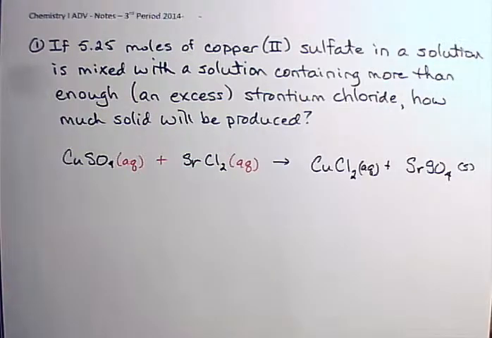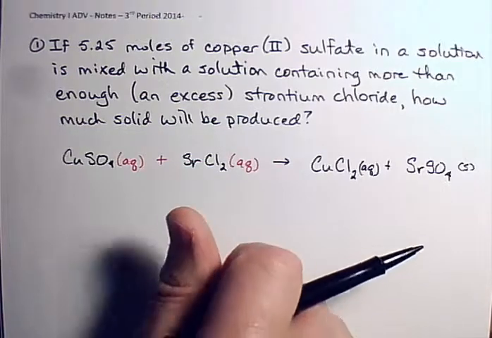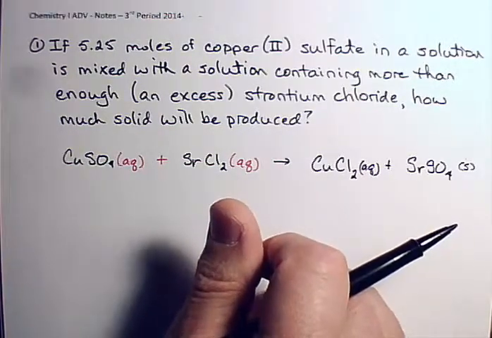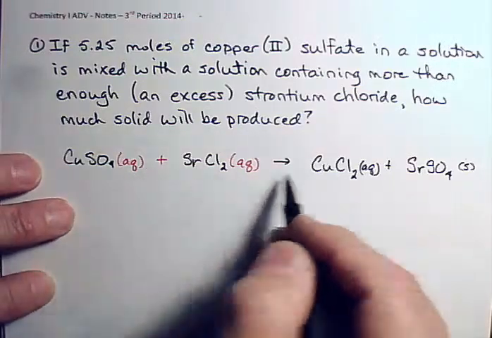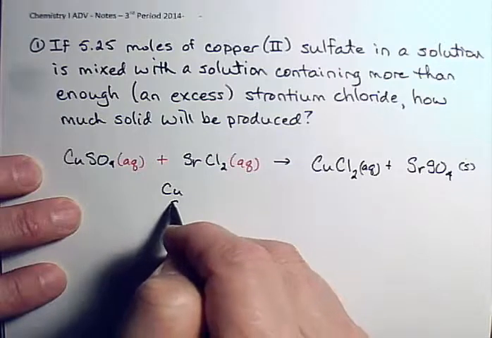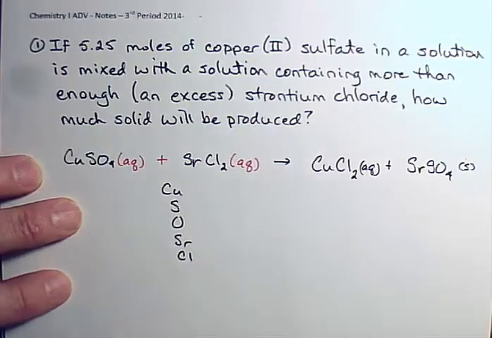Okay, so now we balance the formulas. And when we balance the equation now, we have to leave the formulas alone. We cannot change the numbers in the formulas. And so we're going to do an atom inventory to balance the equation. We write down all of our elements: copper and sulfur, oxygen, strontium, and chlorine.